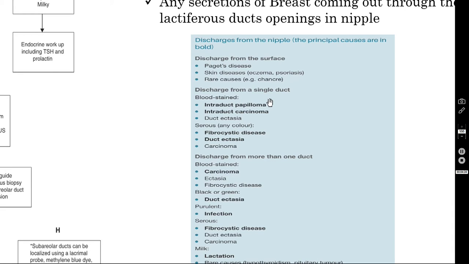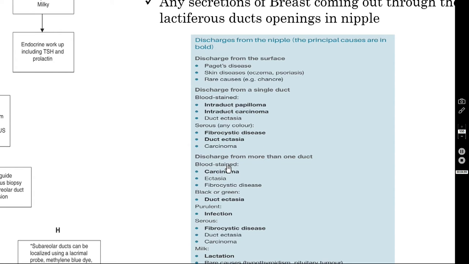Suppose the discharge is from a single duct, but the nature of the discharge is serous, then you have to suspect fibrocystic disease or fibroadenosis, and duct ectasia also. Very rarely it could be carcinoma if it is a serous discharge.